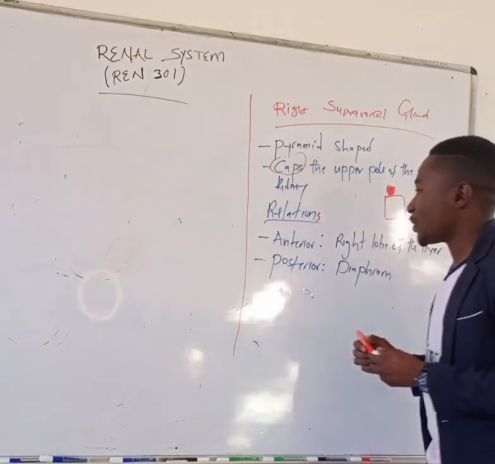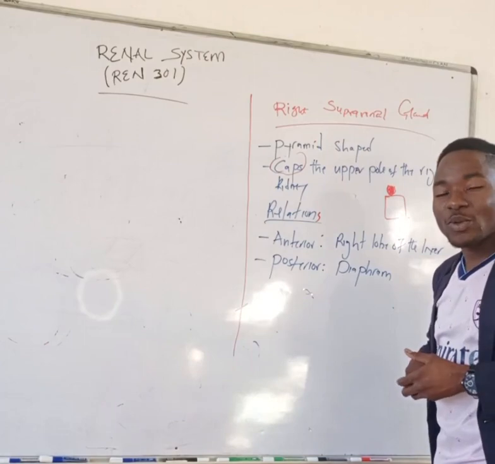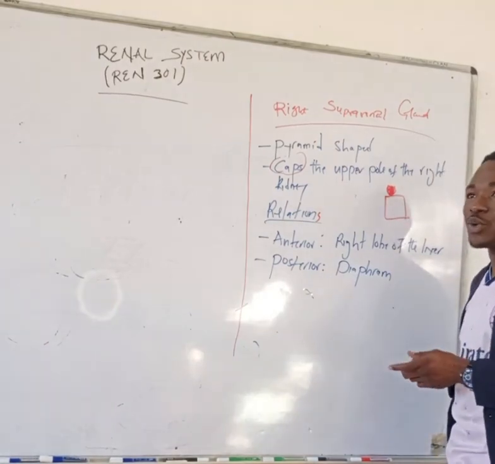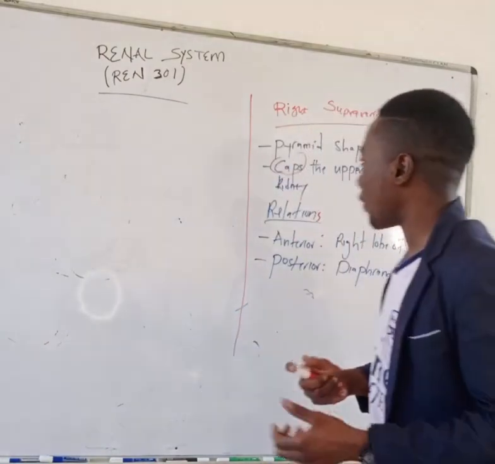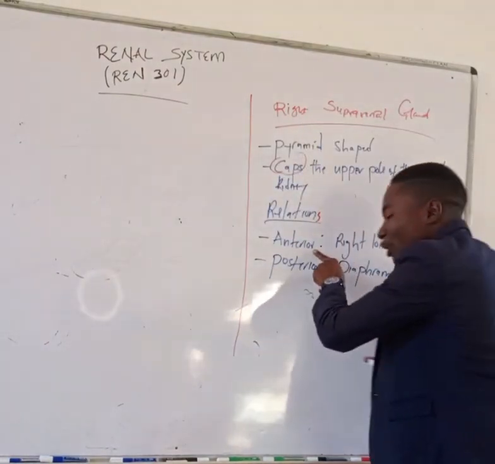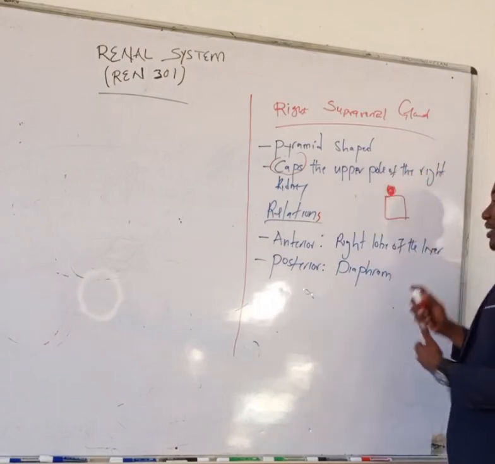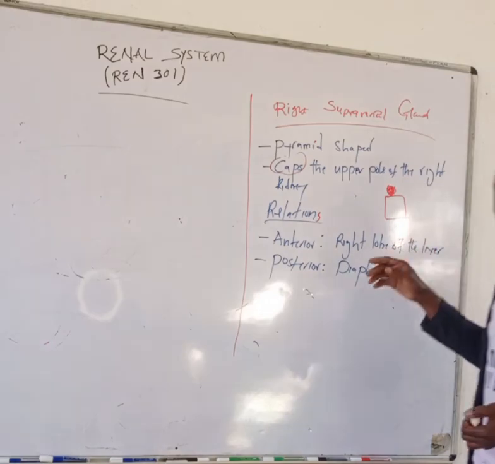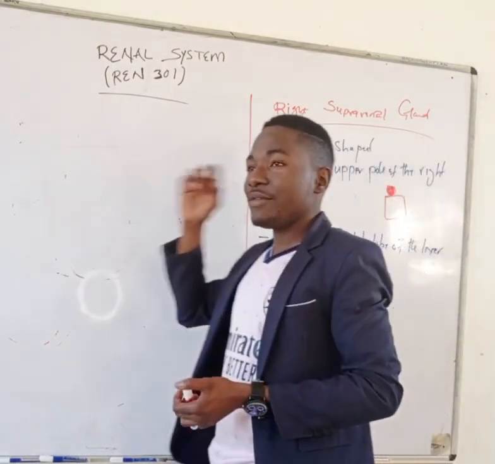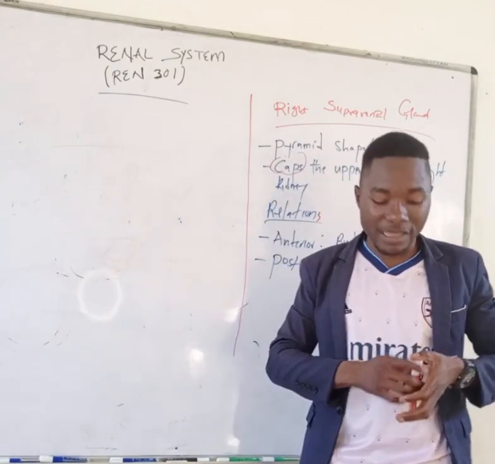So what are the relations of the right suprarenal gland? What structures is it related to? Which structures are covering it? Posterior, anterior. This is important. So anterior aspect. If this is the suprarenal gland, what is anterior to that? You have the right lobe of the liver. Remember, the right lobe of the liver is slightly bigger than the left lobe of the liver.